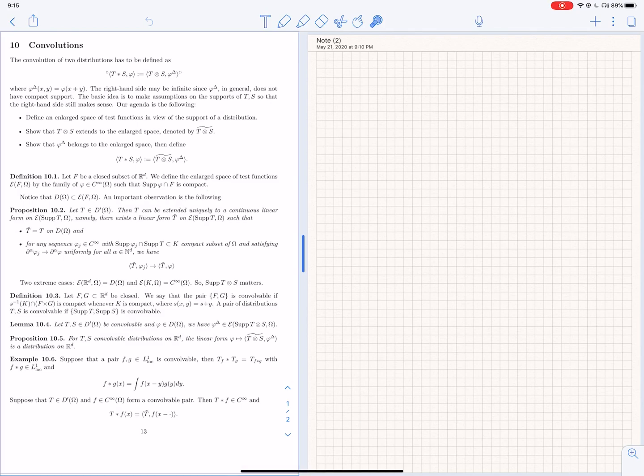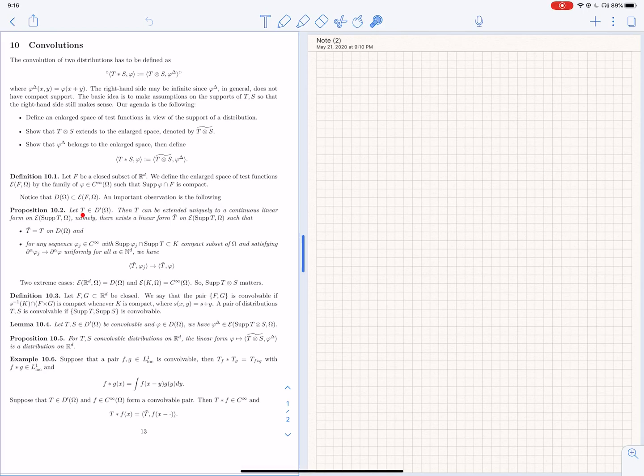The first observation is that this enlarged space is indeed larger than the test function space, because these functions may not have a compact support. All we need is that the support intersecting F is compact. Okay, so we have a larger space. So the important observation is the following.